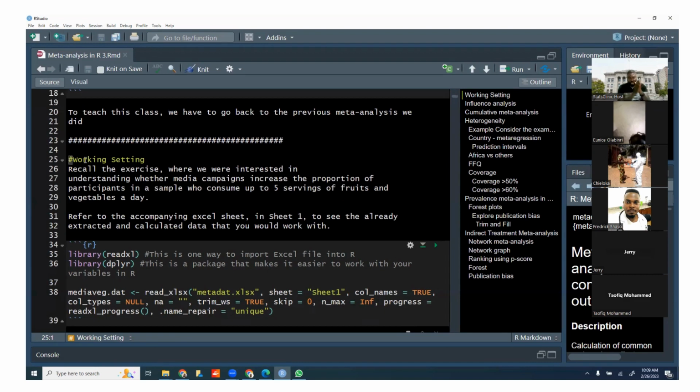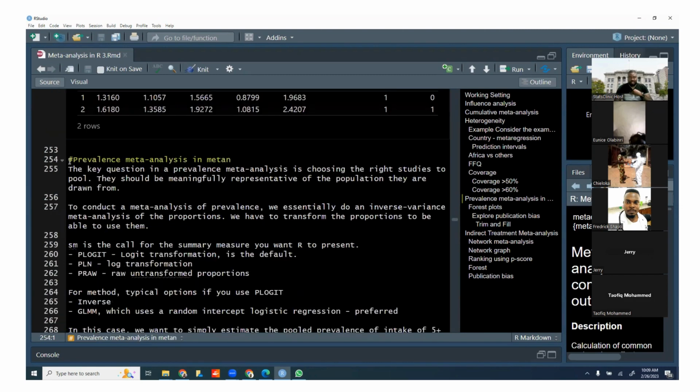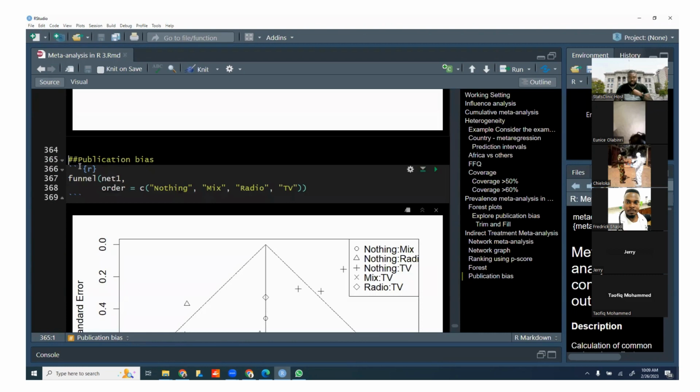So the hash, one hash, and then 2 hashes or 3 will allow you to subset, right? So if I wanted to go to prevalence meta-analysis, I'll just click here and that takes me all the way to line 254. If I want to go all the way to the end, this is the last chunk of code, publication bias. So, all right, let's get back to the beginning.